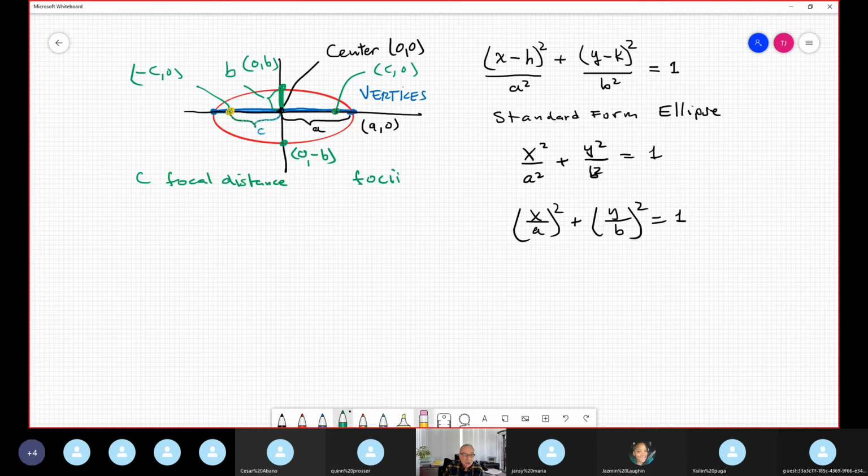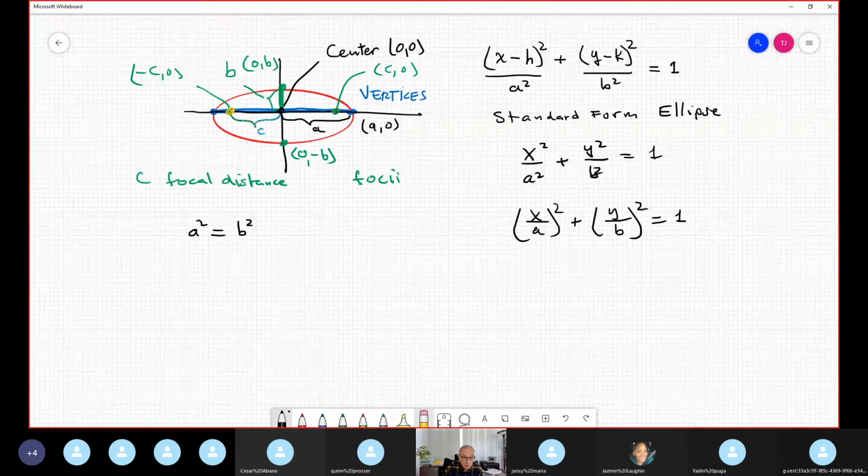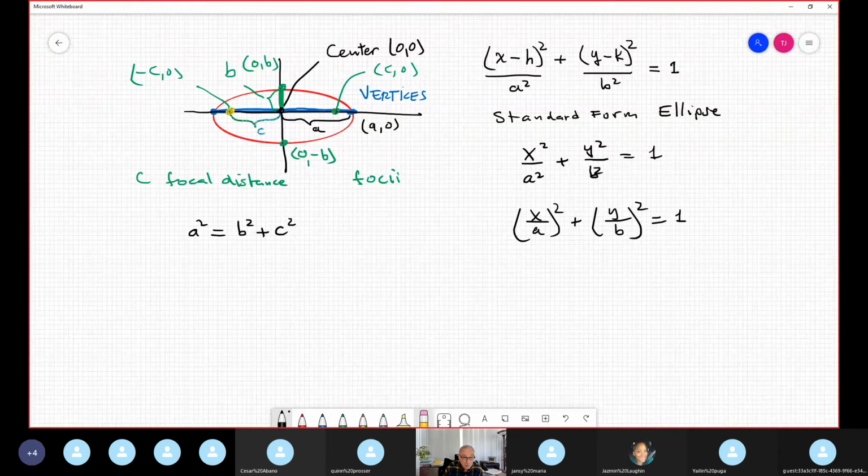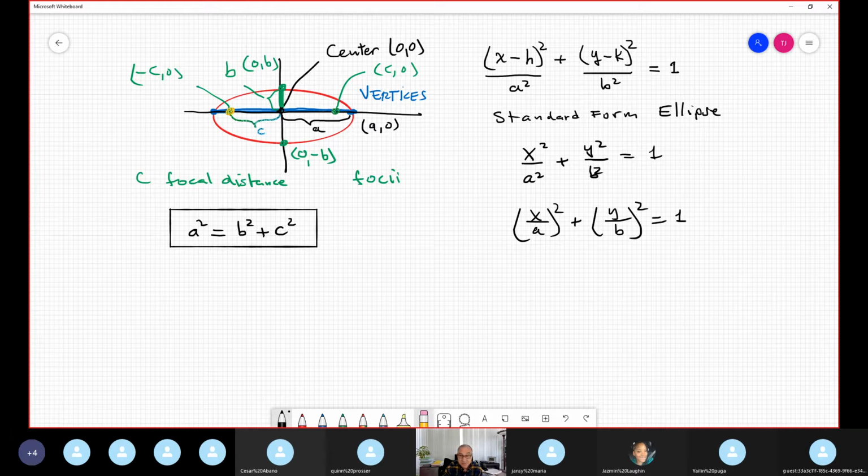And the relationship between a, b, c, I don't want to prove that, is a squared equals b squared plus c squared. That formula is the most important formula in the ellipse. Okay, we have another formula in the ellipse.